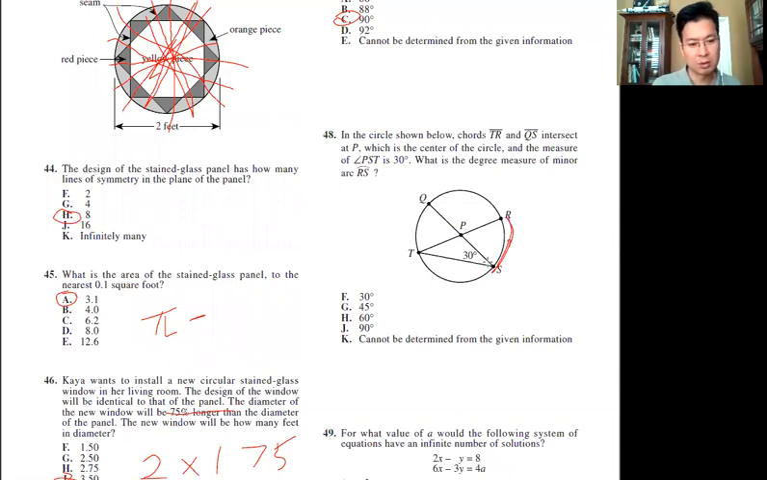So PST, this is 30. That means this is 30 as well. That means this is what? 30, 30, 60, 120. Then this is 60, because 120 plus 60 is 180. That means this is 60 as well. So H.